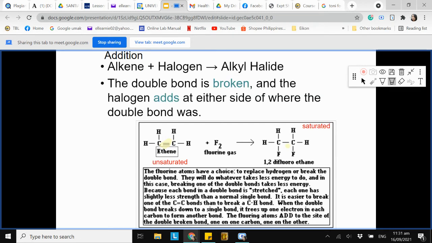So here, if it's gonna be an alkene plus halogen, it will produce alkyl halide. Hindi po magkakaroon ng iba pang products. Lahat sila papasok doon. Okay? Wala pong water, wala pong hydrogen halide na mapoproduce. It's just everything will be added there.